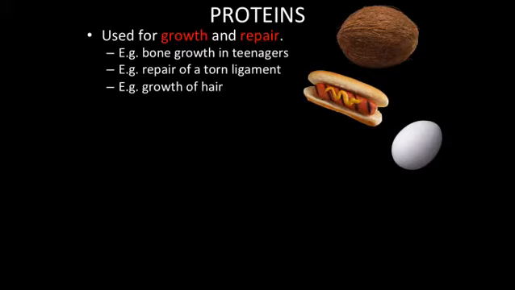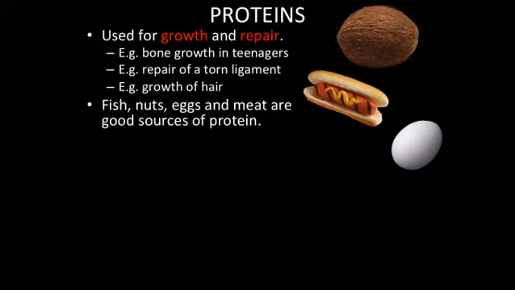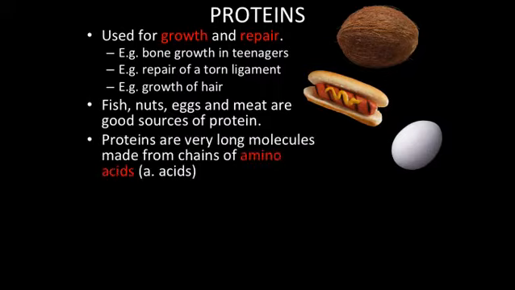Next, it's proteins. Proteins are used for growth and repair. For example, growing bones in a teenager, repairing torn ligaments, or growth of hair. Fish, nuts, eggs, and meat are places where you'd find a lot of protein.